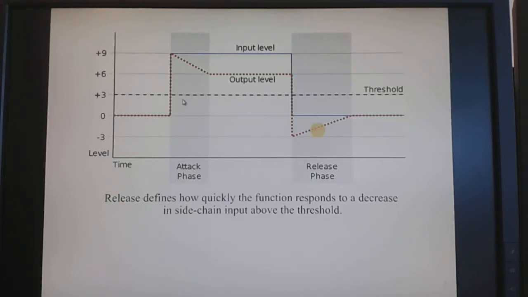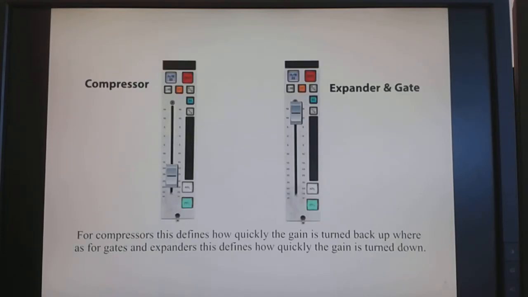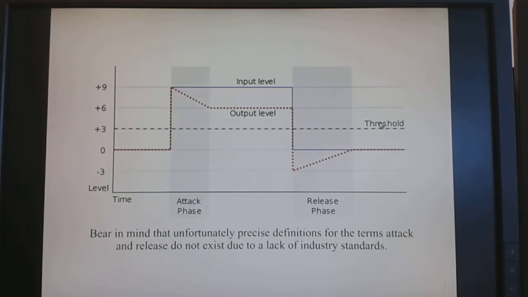Release defines how quickly the function responds to a decrease in the sidechain input below the threshold. Again, for compressors, this defines how quickly the gain is turned back up, whereas for gates and expanders, this defines how quickly the gain is turned down. Bear in mind that, unfortunately, precise definitions for the terms attack and release do not exist.